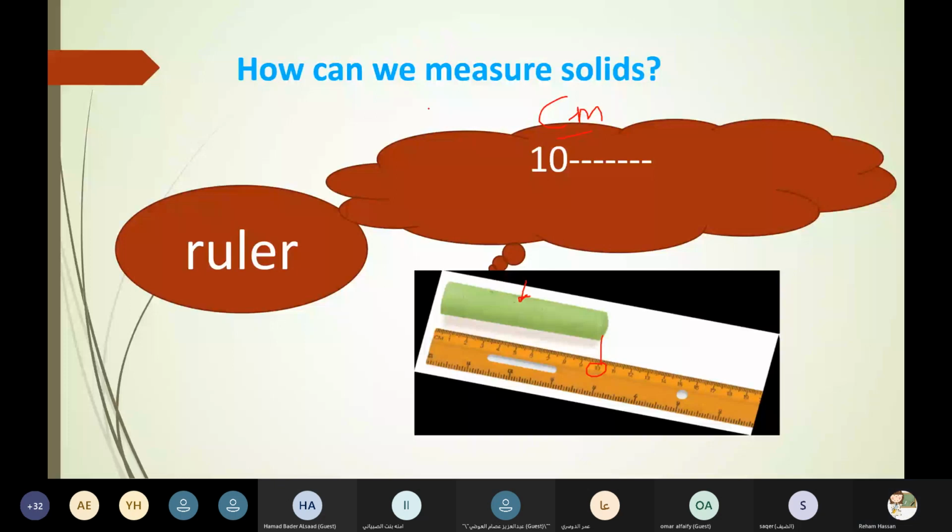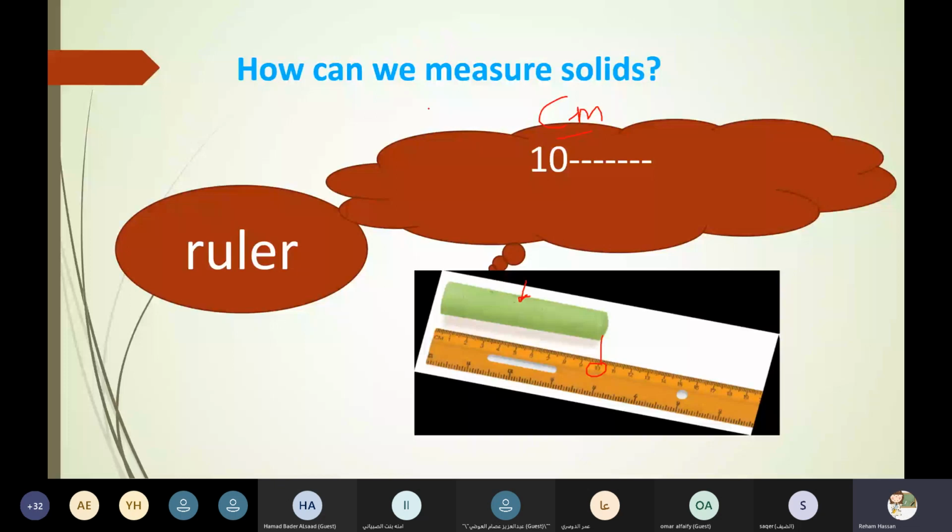Yusuf. Yes, teacher. How can we measure the solids? We measure the solids by the length. How tall? How long? By the ruler. Teacher, we measure it by the ruler. Yes, Yusuf. So we can measure the tall by the ruler.